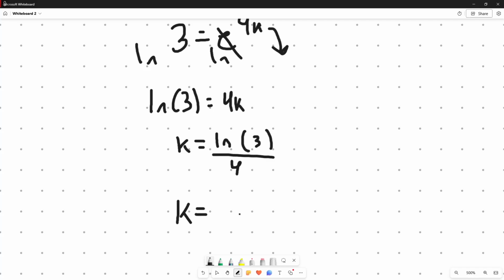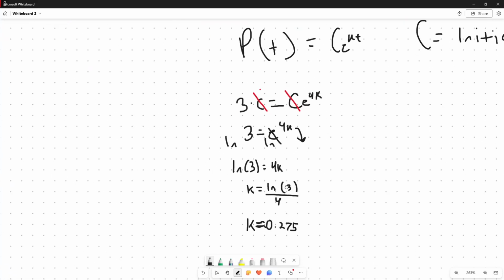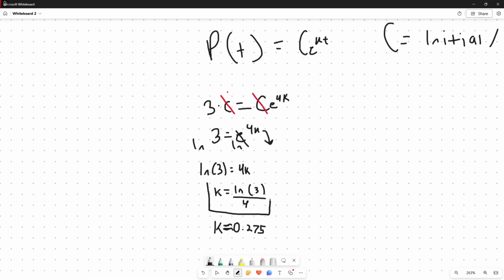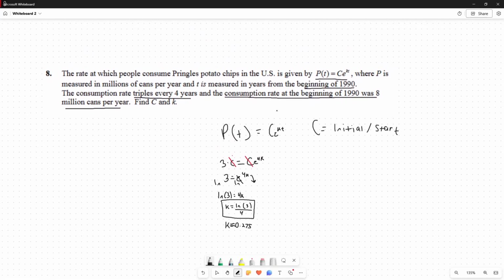So let's see. It's gonna be 0.275. I'm just gonna round to the first 3 decimals, and that's approximately. So yeah. All right. So we have our k. So I'll just use this k, and then now we're gonna find C.